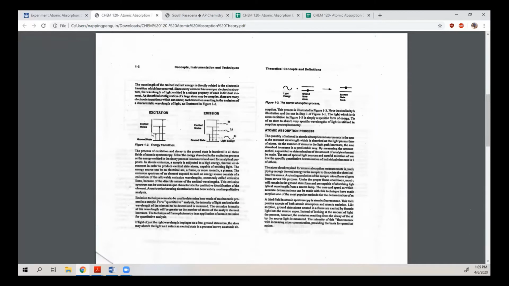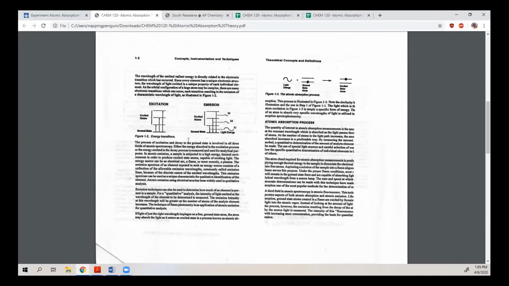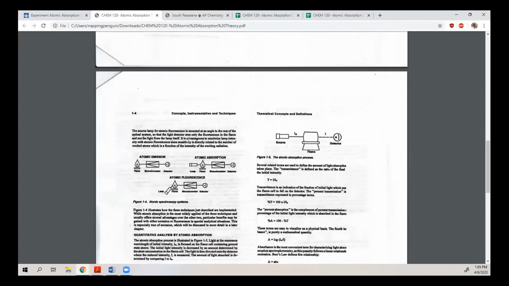Now, each element has specific energy gaps from its ground state to its excited states, similar to what we saw with the emission spectra. The absorption spectra is something similar. The difference is that they are absorbing photons to move up. So for this to work, they have to have the ability to absorb a photon of that energy, so they have to have a gap that corresponds with that energy difference.